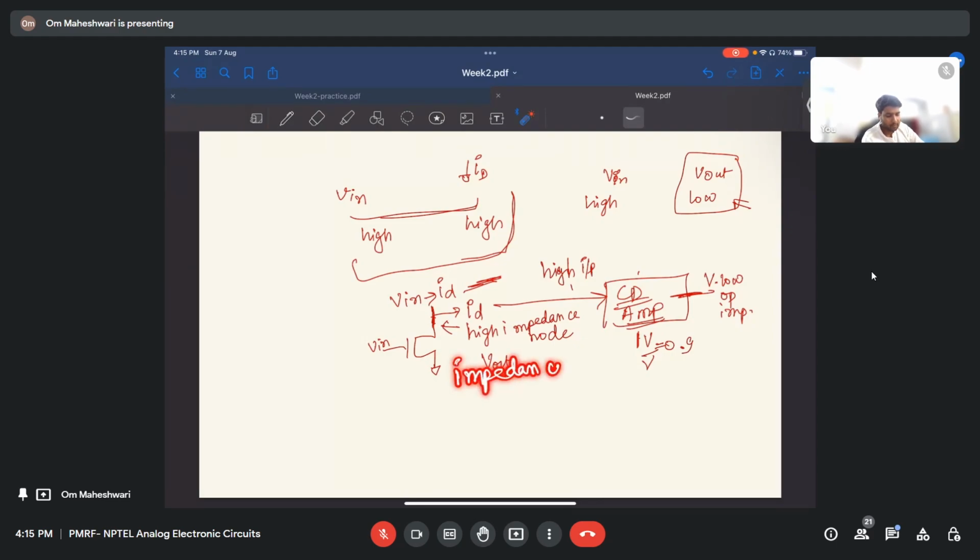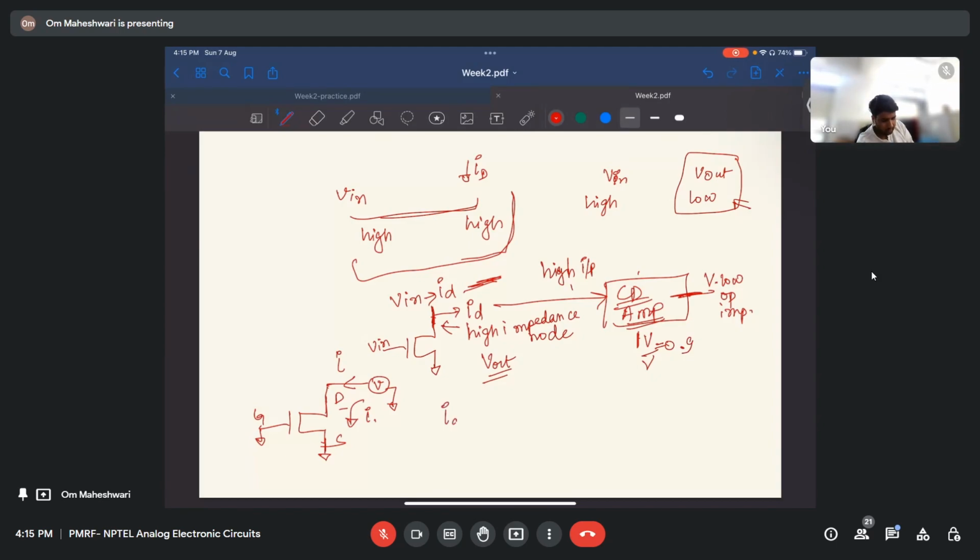How to find these impedances is simple. Say this is gate, drain, source, and I want to find the impedance at the drain. I connect a test source V and send a test current I, and ground the other terminals. The impedance here will be V by I, so I apply the universal equation.